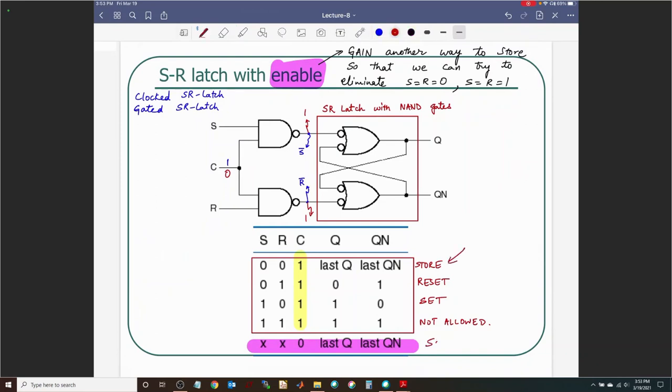I no longer need this store. I have got another way to store. Now, no matter what S is or R is, could be a 0, could be a 1, your Q is now the same as last Q. But don't you need the invert? We do. We are going to call it a different latch. So this is one type of latch, SR latch. I can summarize the SR latch, clocked SR latch or SR latch with enable as, when C is 1, this guy is behaving like an SR latch. But when C is 0, it gives me the ability to store. You guys see that? All right.